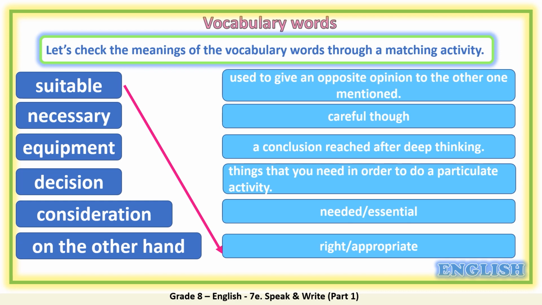Next, we have the word necessary. What does it mean? Good job. It means needed or essential. Then we have the word equipment. What does equipment mean? Well done. Things that you need in order to do a particular activity. That's right. Then we have decision. What does it mean? Brilliant. It means a conclusion reached after deep thinking.